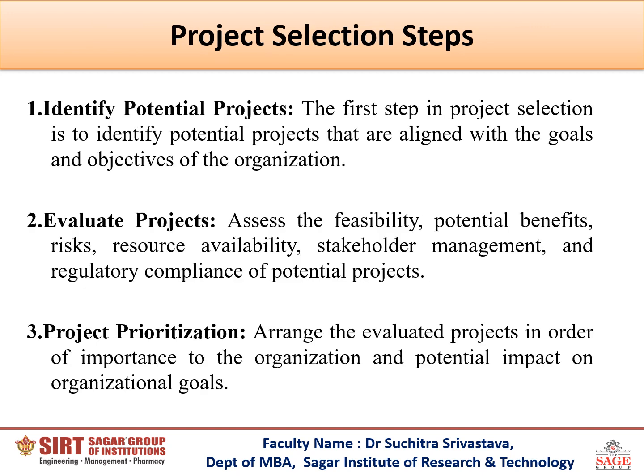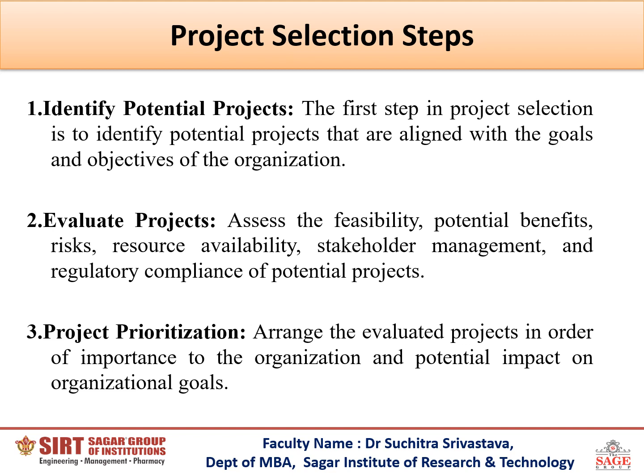Let us now understand the steps involved in project selection. The first step in project selection is to identify potential projects that are aligned with the goals and objectives of the organizations. The second step is to evaluate the projects. Now, suppose we have identified a couple of projects. The second step involves assessing these projects for the feasibility, potential benefits, risks, resource availability, stakeholder management, and regulatory compliances of these potential projects.